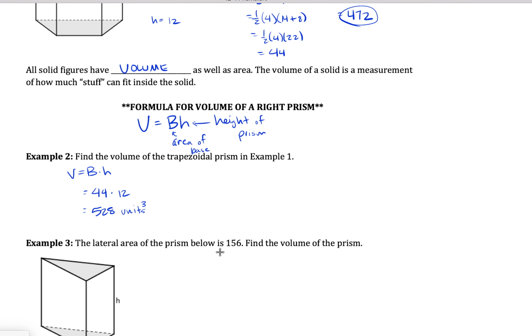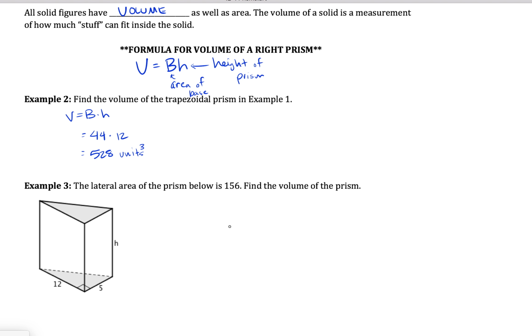Now lastly, we have a problem that's kind of got 2 steps. We have this triangular prism, because its bases are triangles, and it says the lateral area is 156, and we're supposed to use that information to find the volume of the prism. Now, of course, to find the volume of the prism, we need to take the area of the base times the height. Now, the area of that base, well, that base is a triangle.